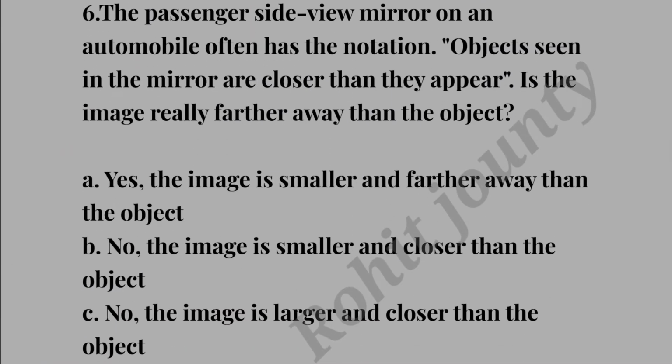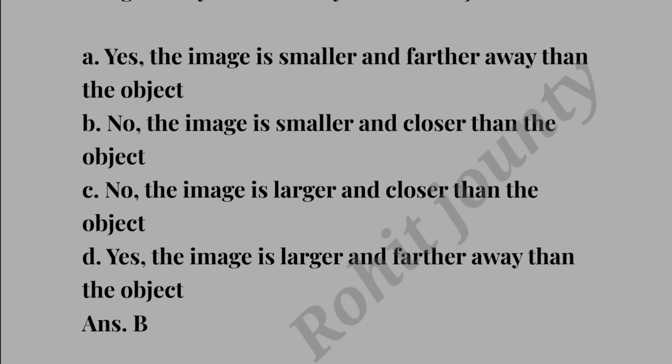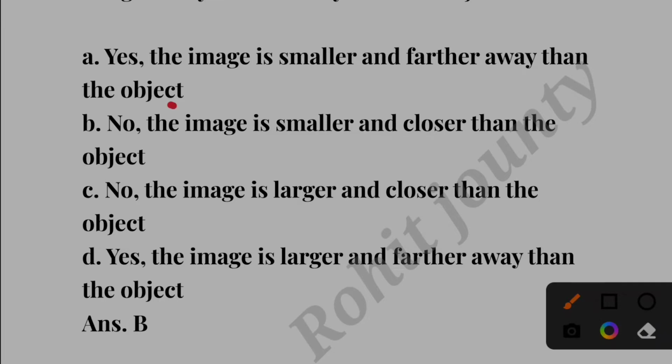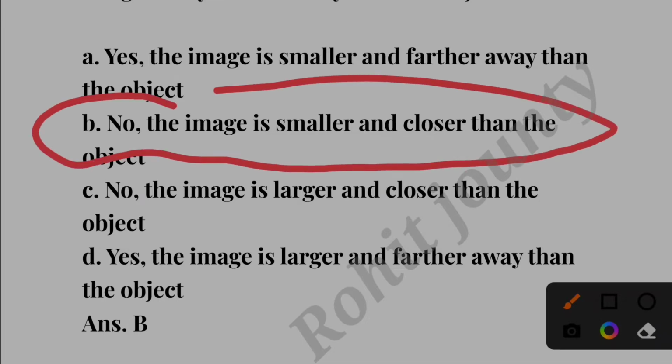Question number 6. The passenger side view mirror on an automobile often has the notation: objects seen in the mirror are closer than they appear. Is the image really farther away than the object? Option A yes, the image is smaller and farther away than the object. Option B no, the image is smaller and closer than the object. Option C no, the image is larger and closer than the object. Option D yes, the image is larger and farther away than the object. The correct answer is option B, no, the image is smaller and closer than the object.